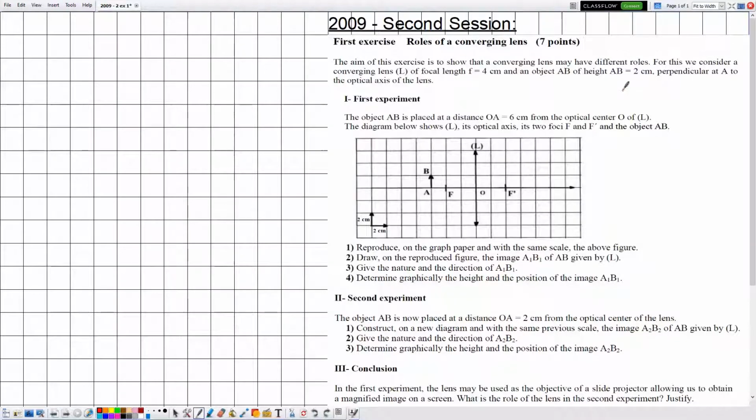For this, we consider a converging lens L of focal length f equal to 4 cm and an object AB of height AB equal to 2 cm, perpendicular at A to the optical axis of the lens. Then part 1 of this exercise, the first experiment. The object AB is placed at a distance OA equal to 6 cm from the optical center O of L. The diagram below shows L, its optical axis, its two foci F and F', and the object AB.